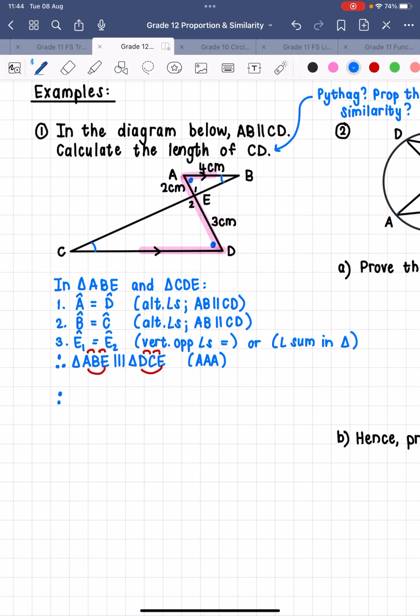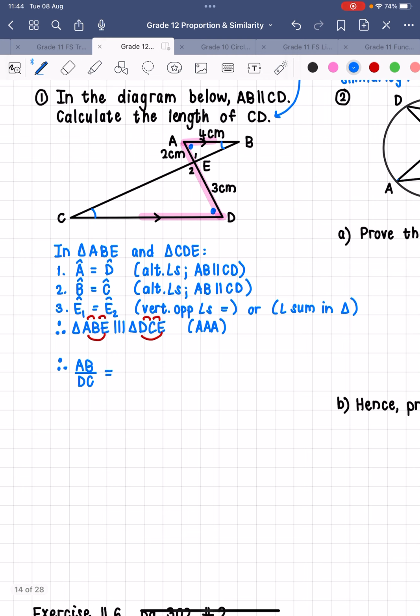So now we're going to say, therefore, AB, so the first 2 letters of your first triangle, over the first 2 letters of your second triangle, so over DC, is equal to BE, so the second and third letters, over CE, again the second and third letters, is equal to, and now you're going to say first and third, so AE over DE. Your reason is similar triangles.